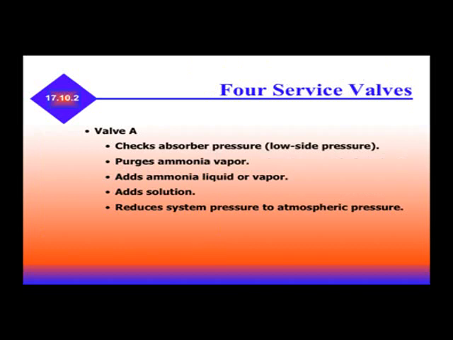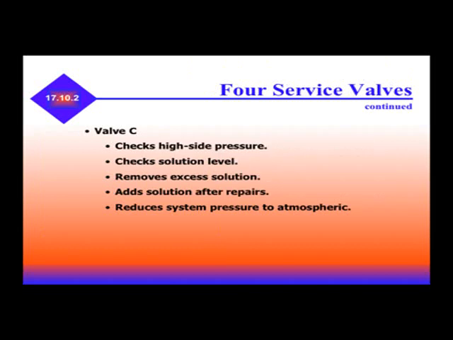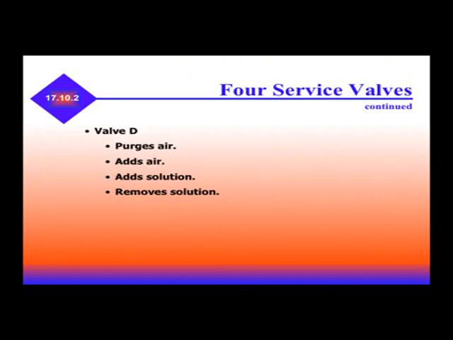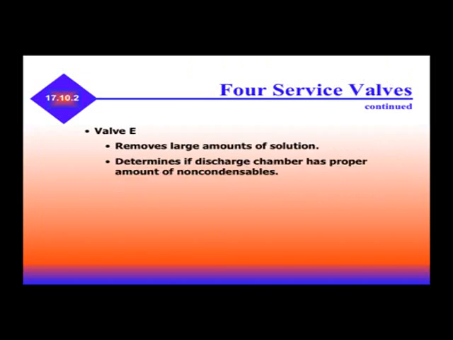When you are using the 4 service valves, valve A checks the absorption pressure, purges ammonia vapor, adds ammonia liquid or vapor, adds solution, and reduces the system pressure to atmospheric pressure. Valve C you use to check the high side pressure, check the solution level, remove excessive solution, add solution after repairs, and reduce system pressure to atmospheric. Valve D you use to purge air. You can add air, add solution, and remove solution. Valve E removes large amounts of solution. It determines if the discharge chamber has the proper amount of non-condensables.